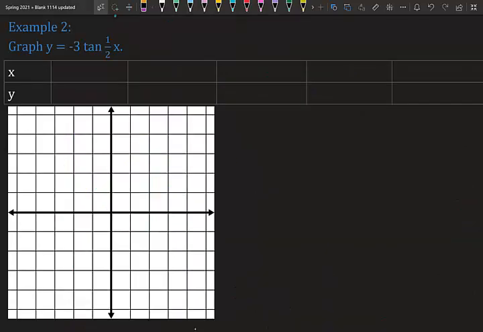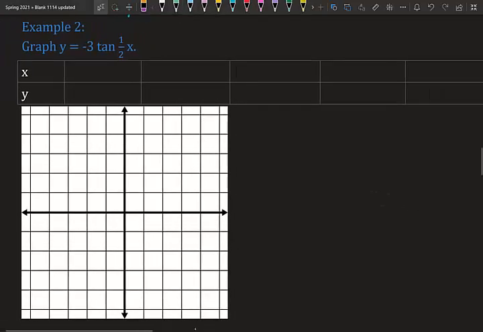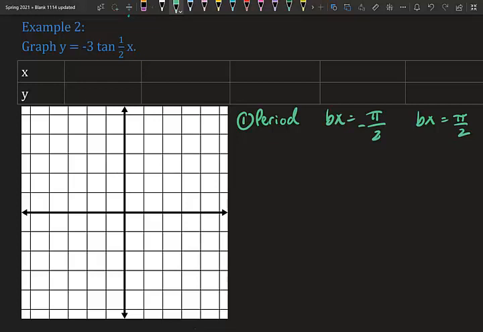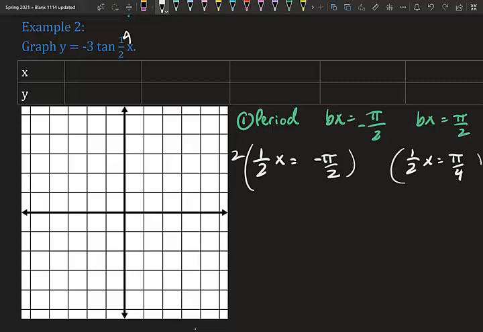Alright, example 2. Let's graph y equals negative 3 tangent 1/2 x. Our first step is to find the period. The period gives us our asymptotes. So our period, remember, it's a formula. It's bx equals negative pi over 2, and bx equals pi over 2. In this case, our number with the x is always the b. So we have 1/2 x equals negative pi over 2, and then we have 1/2 x equals pi over 2. So we multiply by 2, and we get x equals negative pi, and x equals positive pi.